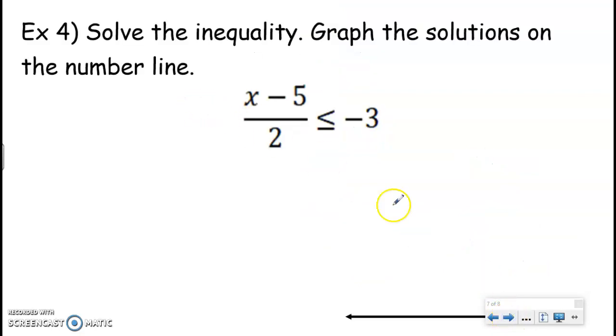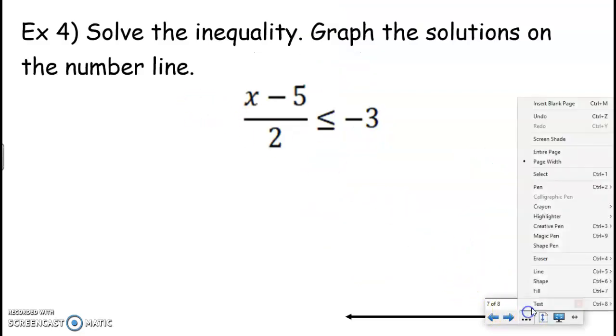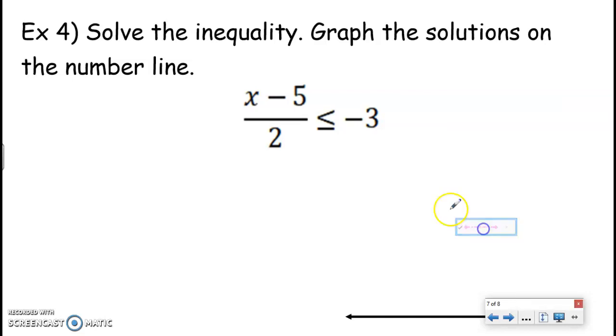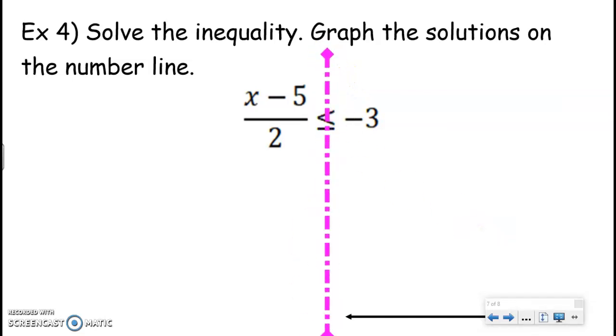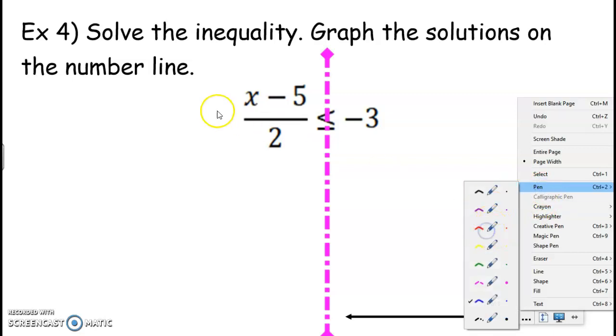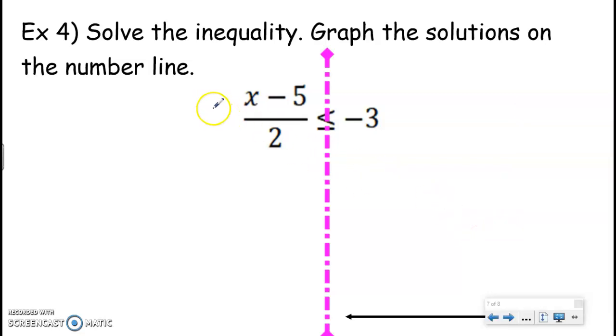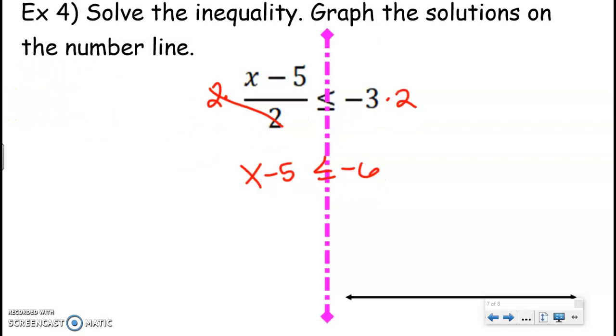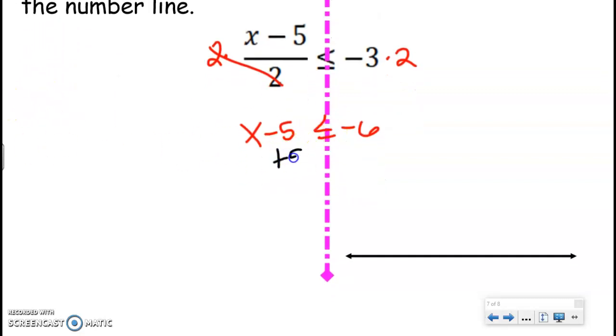Let's do one more. Okay, another fraction problem, because I know you all love fraction problems. Remember that a fraction problem is really just division. So to get rid of that big fraction there, to cancel a division problem, we need to multiply by 2 on both sides. Since that 2 is positive, we do not have to flip our inequality sign, even though the 3 is negative and we get -6 when we multiply. Okay, then our last step to get x alone is to add 5 to both sides.